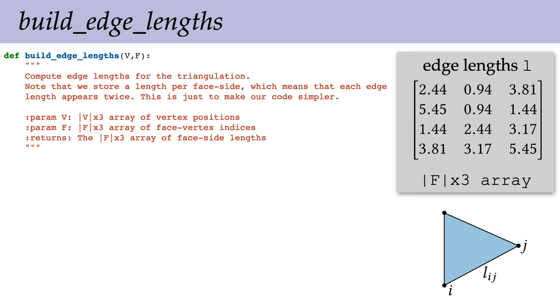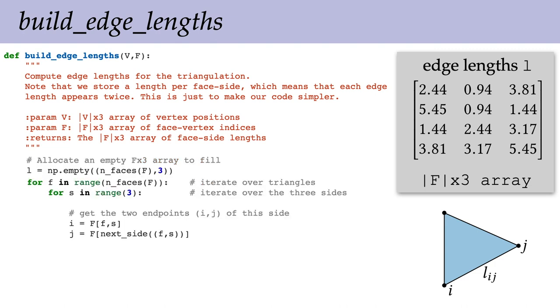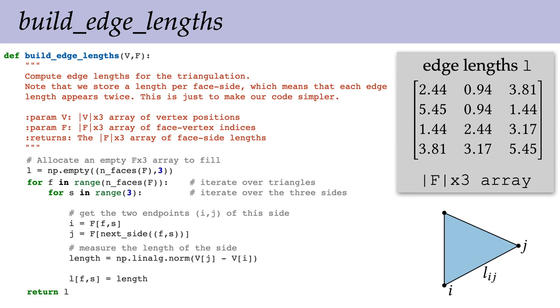So the edge lengths are the easy one. Remember that from before, we store our edge lengths not as just a list of one value per edge, but rather as a list of one value per face side. So for each side of each face, we store the length of that face side in an f by 3 array. To populate this array, we'll take as input the vertex coordinates, as well as the list of faces in the triangulation, and allocate an empty f by 3 array. Then simply iterate through the triangles and the sides of those triangles, and for each one, read off the two vertex indices of the edge, measure the length of that edge, and store it in the array.